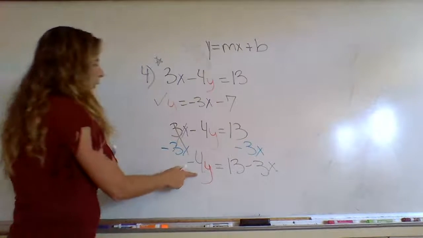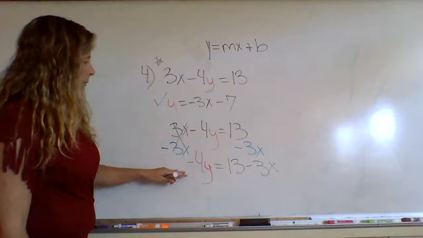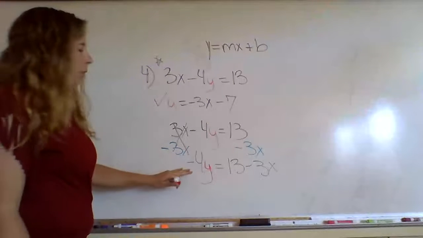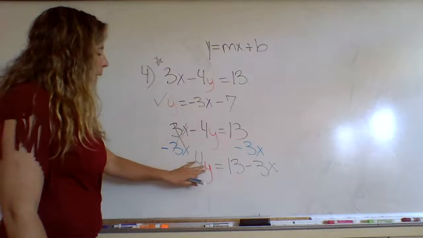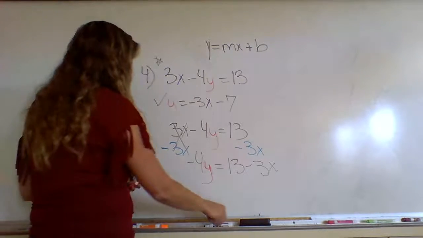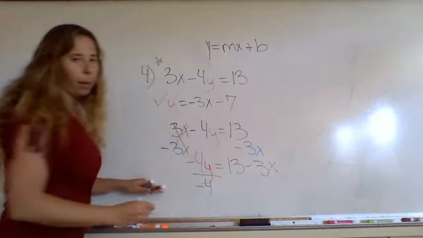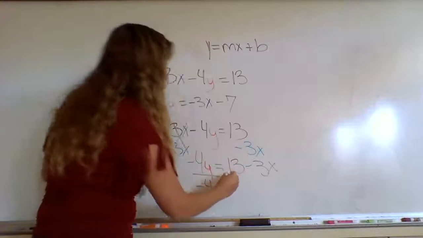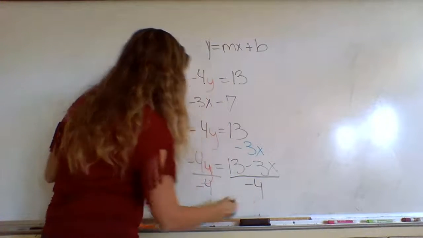Okay, so -4y equals 13 minus 3x. We still don't have y by itself, but we're close. So you have -4 multiplied by y. So do the opposite. You're going to divide by -4. That means you have to divide everything by -4. Some of you like to just divide one of these. You have to divide everything by -4. Okay?